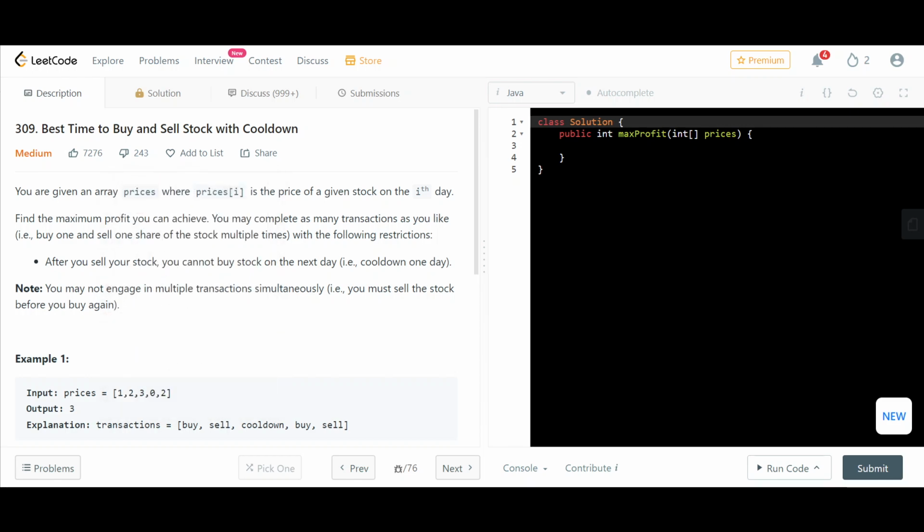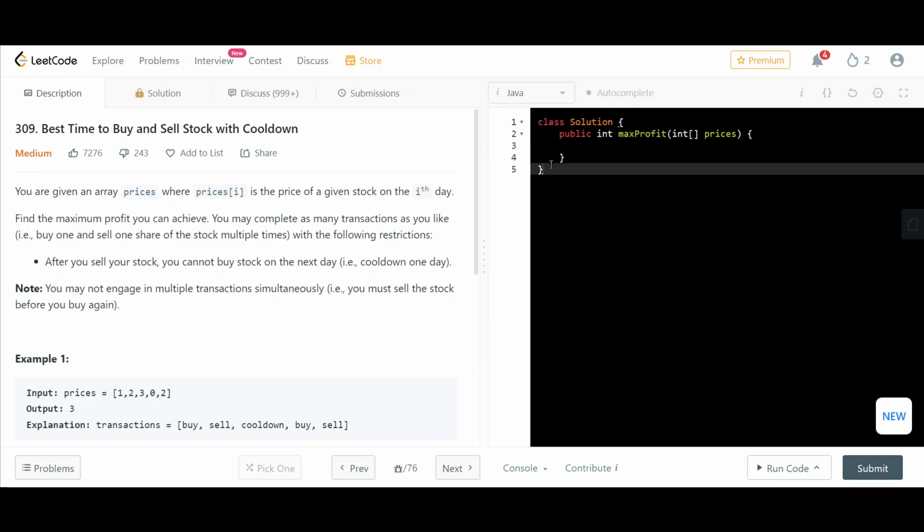But okay, so you're given an array prices, where prices[i] is the price of a given stock on the ith day. Find the maximum profit you can achieve. You may complete as many transactions as you like, that is, buy one and sell one share of the stock multiple times, with the following restrictions. After you sell your stock, you cannot buy stock on the next day. Note, you may not engage in multiple transactions simultaneously.